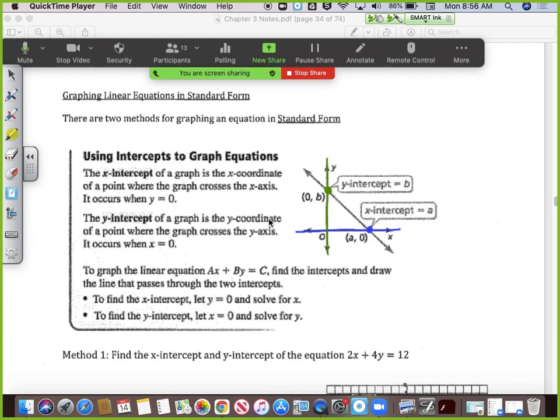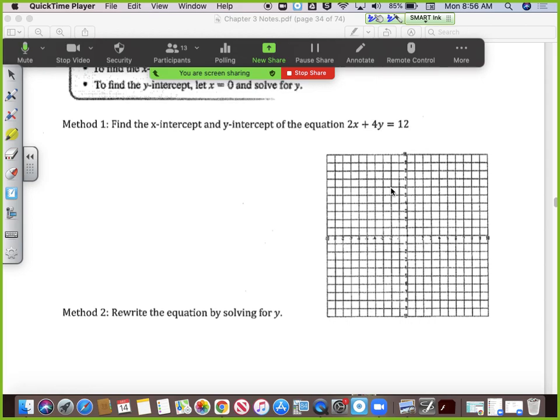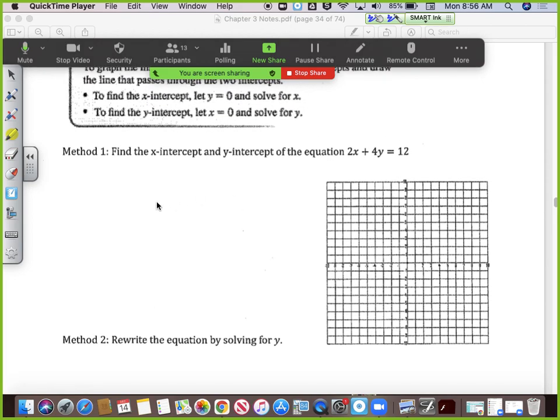So that's where the y-intercept would be. And the x-intercept is where the line crosses the x-axis, which would be right here. So to graph linear equations in this form, ax plus by equals c, which is standard form, what we can do is find the x and y intercepts and then draw a line through them. To find x and y intercepts, it's a little bit confusing because when you're finding the x-intercept, you actually let y be 0, and when you're finding the y-intercept, you let x be 0.